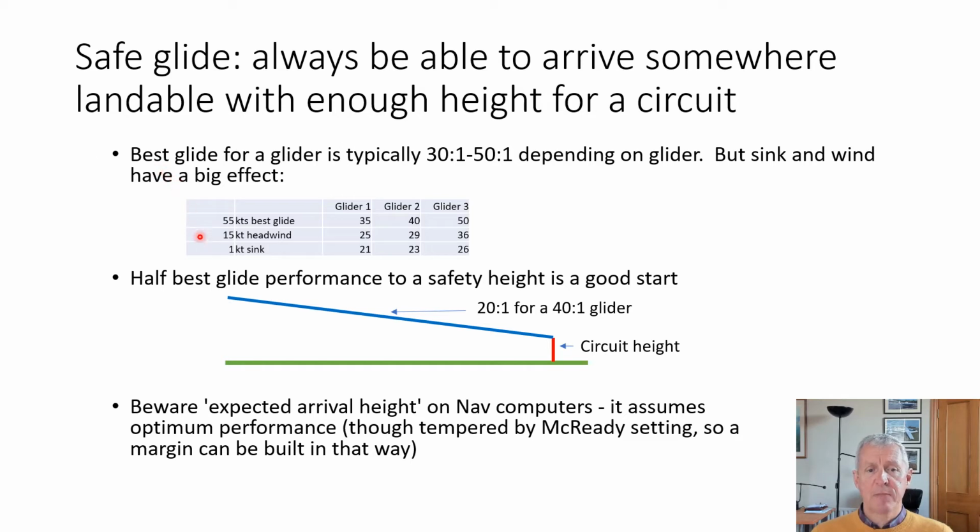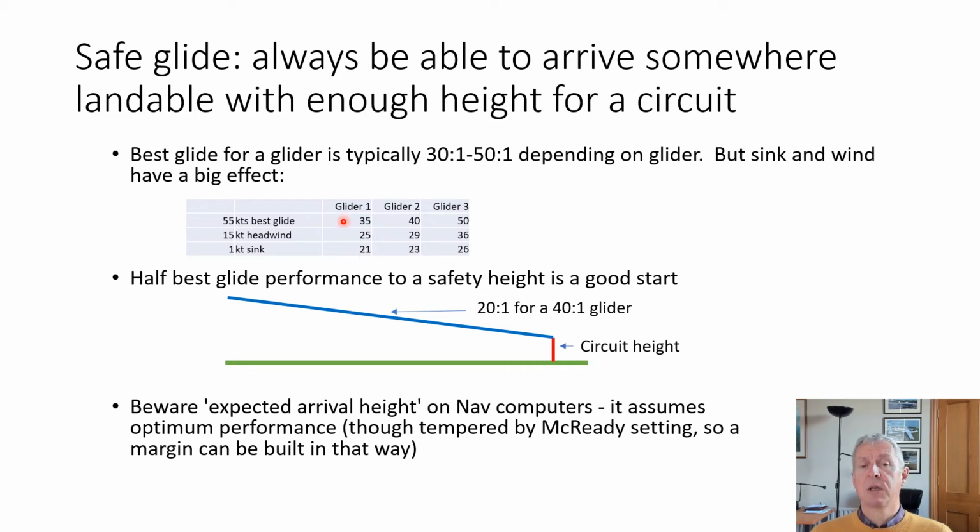So this little table here, if we've got a glider that has a best glide speed of 55 knots, and glider 1 has a 35 to 1 glide angle, glider 2 40, glider 3 50, then the effect of a 15 knot headwind on that is quite significant. It drops that 35 to 25, that 40 to more or less 30, and the 50 to sort of 35. And just one knot of sink on the way has a big effect as well. It drops the 35 to 21, the 40 to 23, the 50 to 26. So you can see that headwind and sink make a big difference to our glide angle.